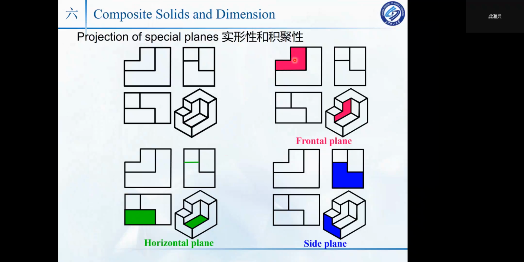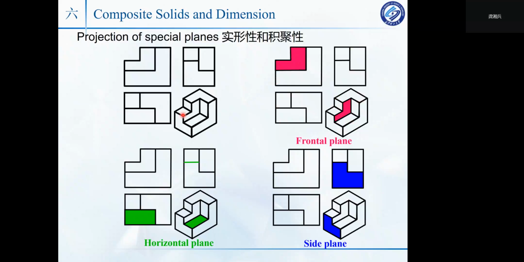But for the red one, we call it a front plane. Front plane means parallel to the front projection plane. So in this one the projection is there. How about in H? This projection is this line. So use the element method to tell which plane belongs to which, and where it lies on the three different projection planes. This is the front plane.